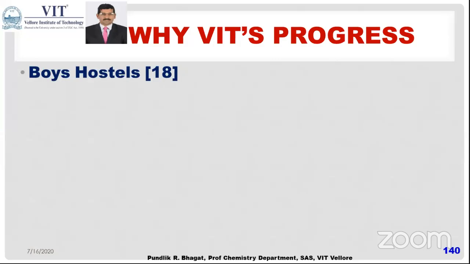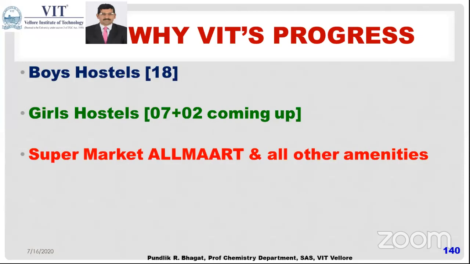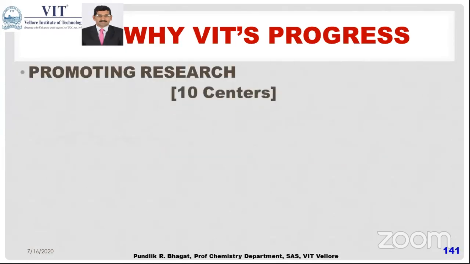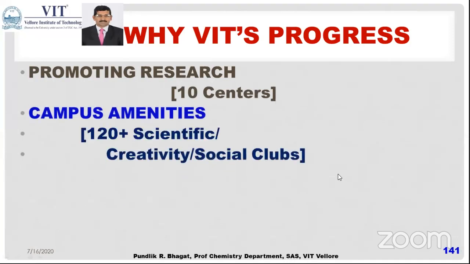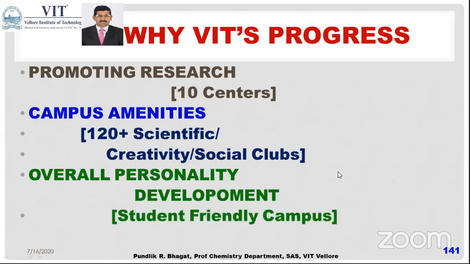So we have beautiful hostels, girls hostels and boys hostels. This is old data. Again, 3 more hostels are coming up that are not added. Again, two girls hostels are coming up. They will be ready; everything is going on. Construction is going on in the campus. Now we are having 10 research centers and big campus amenities that will help develop the overall personality of the students.